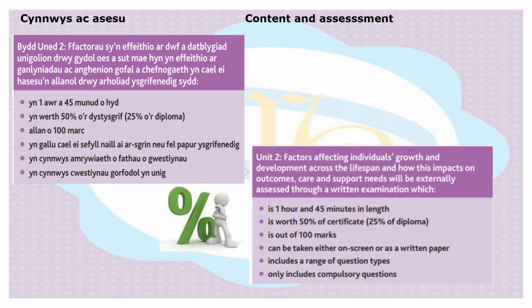Unit 2 is an external examination assessment. It's 1 hour and 45 minutes long. It's worth 50% of the certificate and is out of 100 marks. And it includes a range of question types and only includes compulsory questions.